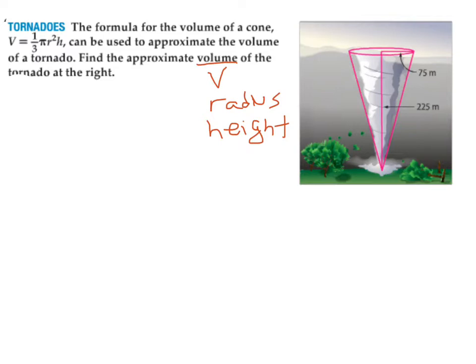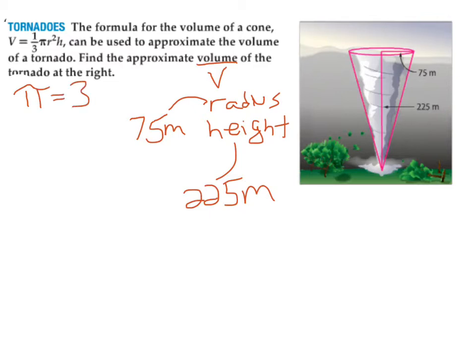It has a radius of 75 meters and a height of 225 meters. So if we can take these values, plug them into the formula, and do the math in the correct order, then we should be able to come up with a value for the volume of this cone. We do also need to know that pi is a constant that is equal to approximately 3.14. If you use your calculator, it will give you many more decimal places than just the 3.14.